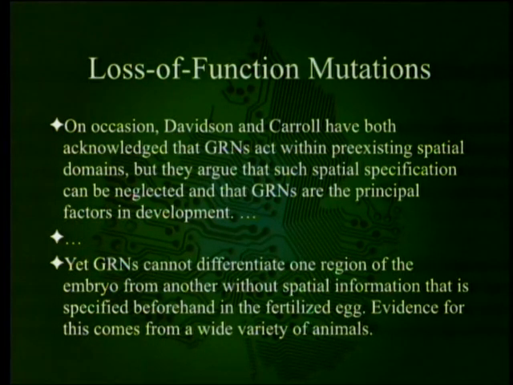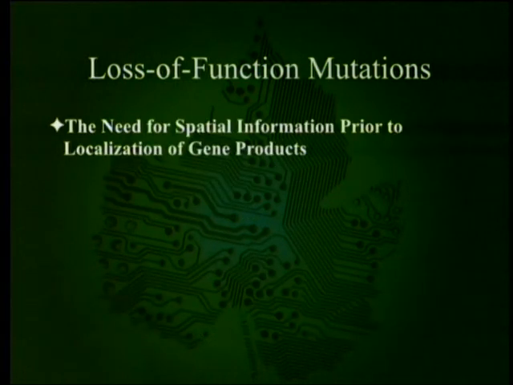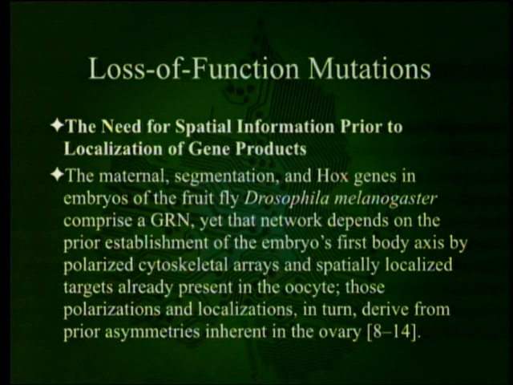And skipping over another paragraph, yet GRNs cannot differentiate one region of the embryo from another without spatial information that is specified beforehand in the fertilized egg. Evidence for this comes from a wide variety of animals. The need for spatial information prior to localization of gene products. The maternal segmentation and Hox genes in embryos of the fruit fly, Drosophila melanogaster, comprise a genetic regulatory network. Yet that network depends on the prior establishment of the embryo's first body axis by polarized cytoskeletal rays and spatially located targets already present in the oocyte.